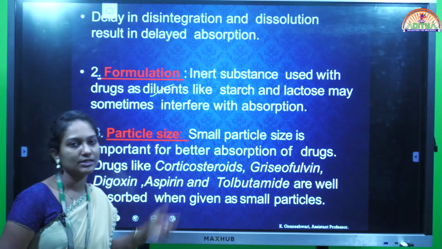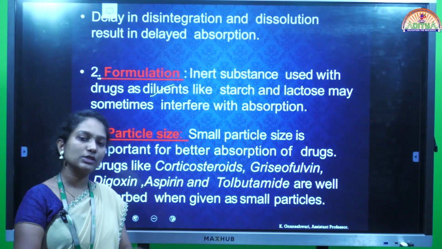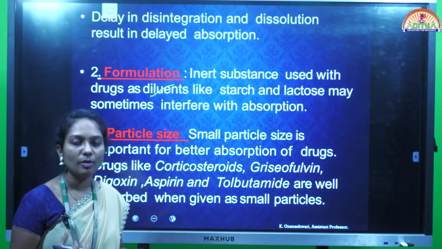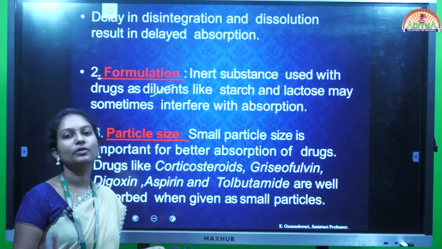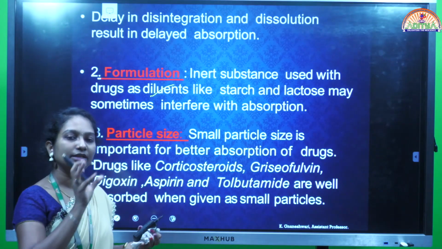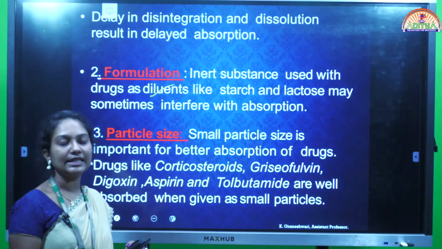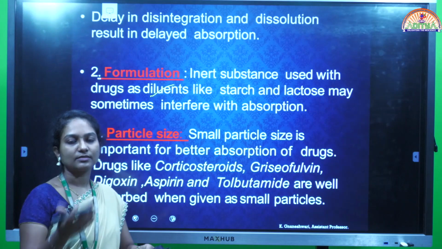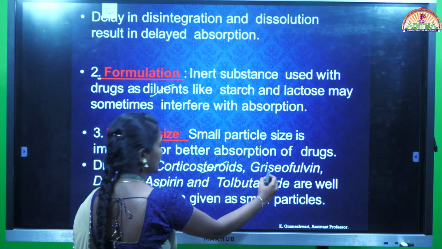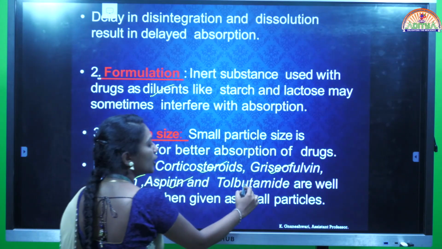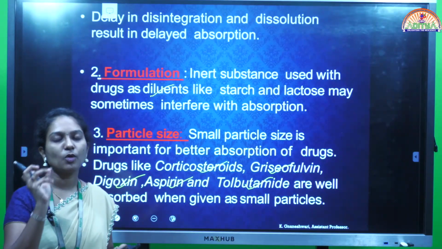And next is particle size. It is very simple: if the particle size is small, it is much easier for it to get absorbed within the body. If it has a large particle size, it has to break down and then get absorbed, so the time for breaking down will be longer. If we give only smaller particles, they can be easily absorbed from our body. Mostly drugs like corticosteroids, griseofulvin, digoxin, aspirin and tolbutamide are absorbed well whenever they are given in the form of smaller particles.